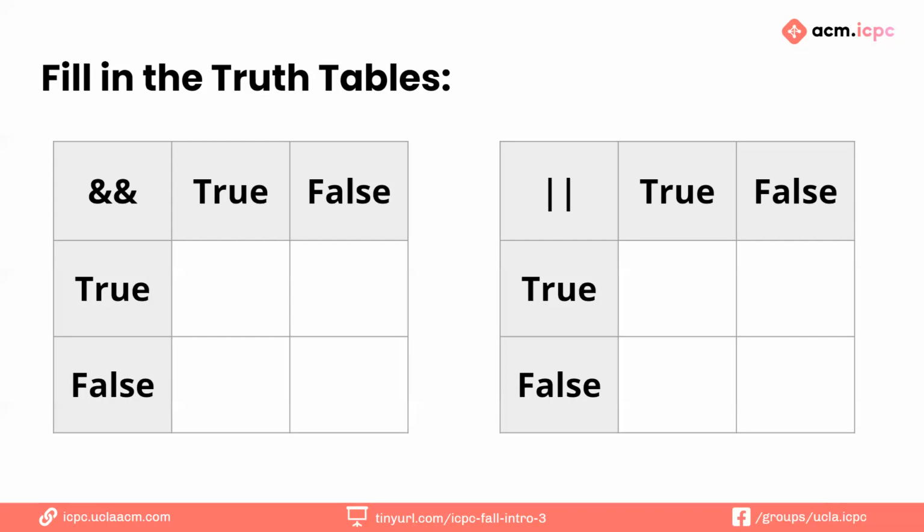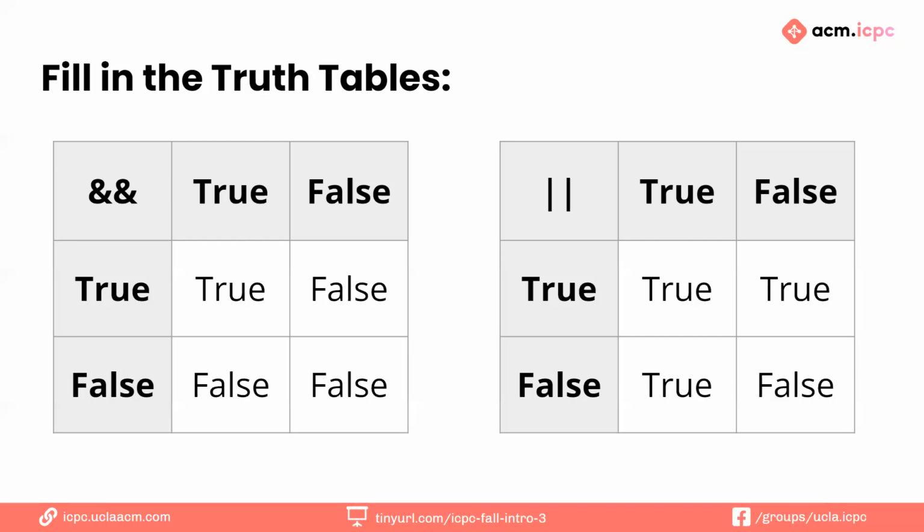And then the second table is the OR operator. The result is only false when both values are false. If at least one of the values is true, then the result is true. So for example, true or true will give true, and false or true, true or false will all result in true. Does anyone have any questions about how we got this?